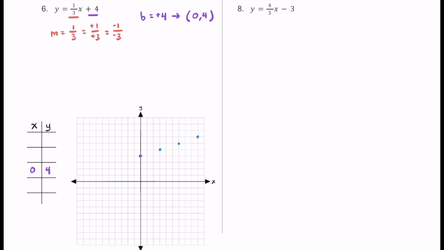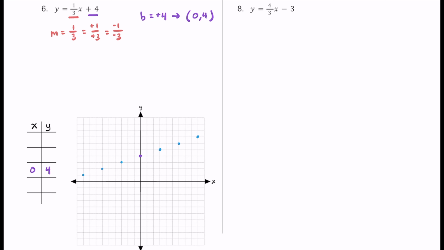Or you can also use this -1 over -3 and go down 1 and to the left 3. And that's also going to be a quicker way of getting more dots on your graphs as well. So let's go ahead and verify this using our algebra, but this is graphically why you would want to know the slope ratios and the y-intercept.